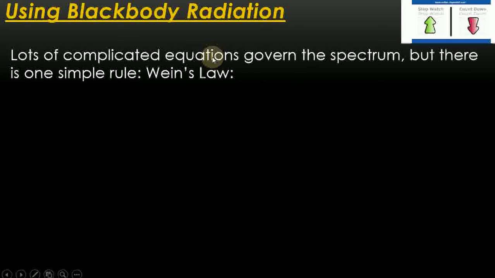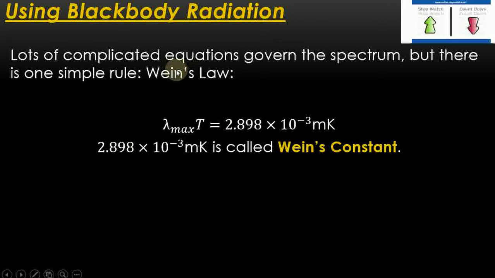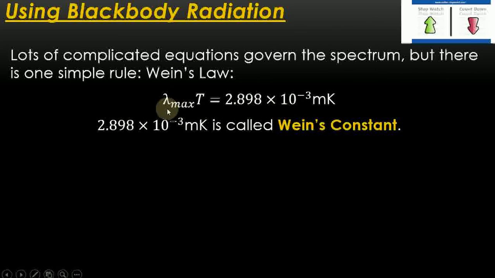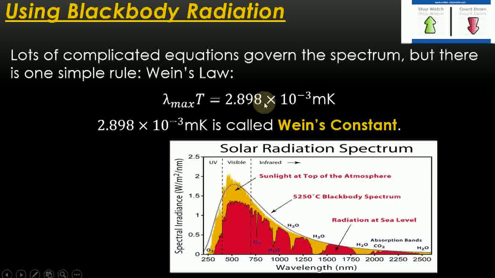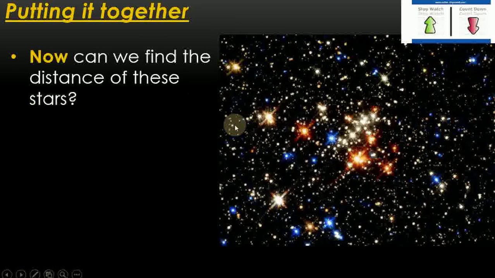So, using lots of complicated equations that we're not going to go into, we can come up with something called Wien's law. And it is that the maximum wavelength times the temperature is always the same. It's always a constant. And we call that constant Wien's constant. So if you look here, I could use this peak wavelength here, about 520 nanometers, and work backwards to find the temperature of my star.